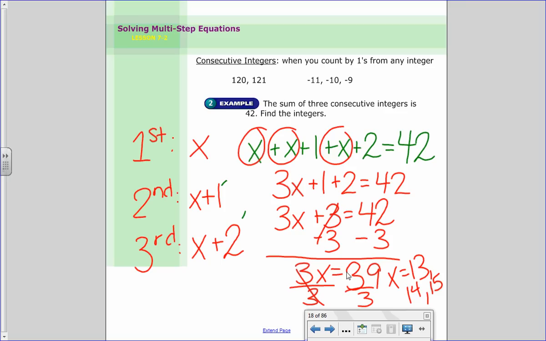Now before I circle my answer, I want to make sure I'm right. So I'm going to actually add those together to be sure of it. So 13 plus 14 plus 15. Let's see, 9, 10, 11, 12. Well, would you look at that? It equals 42, just like it's supposed to. So those 3 terms are 13, 14, and 15.